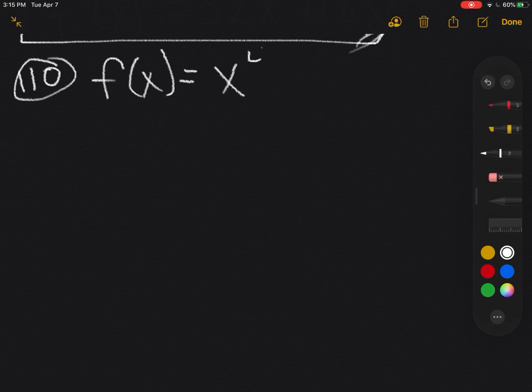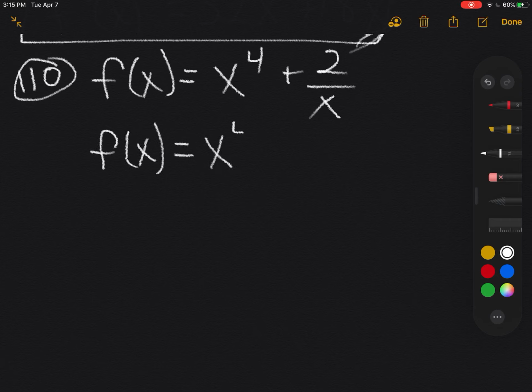All right, so 110 is where it starts to get hairy. So f of x is equal to x to the 4th plus 2 divided by x. I'm going to rewrite this function so that I can use the power rule, because I know how to do this part of the derivative. I feel pretty good about using the power rule, but when it comes to this, I'm a little bit nervous. So here's how I'm going to rewrite this function.